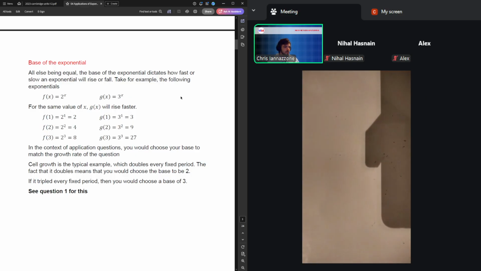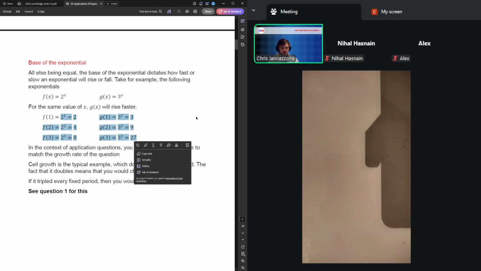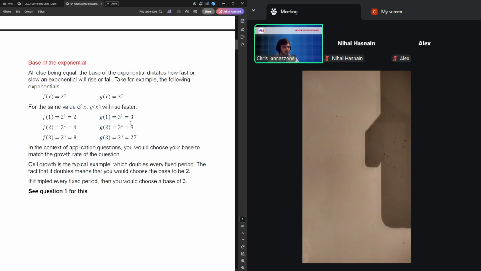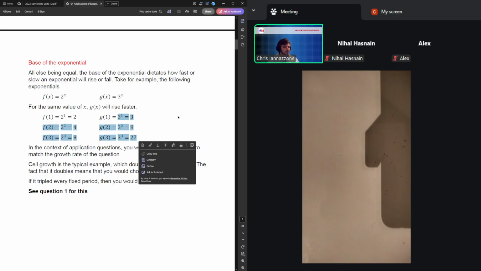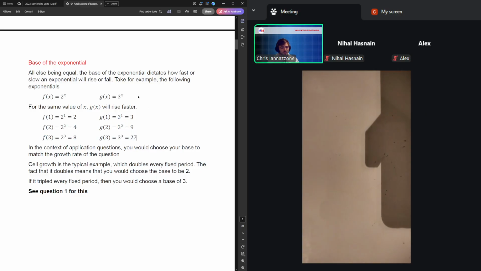So if we compare what look like fairly similar exponentials, we'll see that they have drastically different outcomes as far as what comes out of the y values. 2 to the power of numbers rise much slower than 3 to the power of numbers, even though the base is only 1 digit removed.